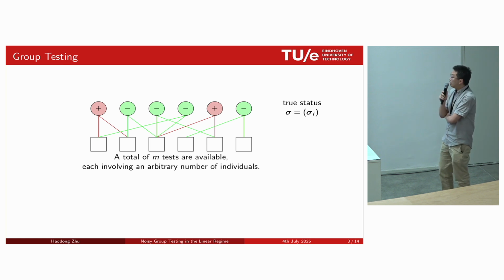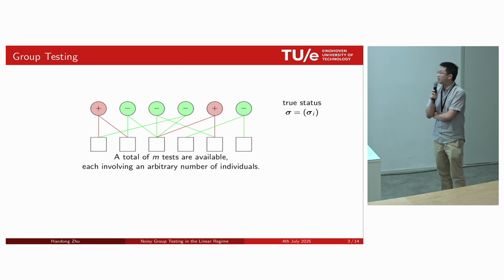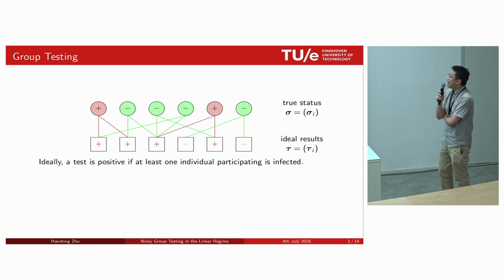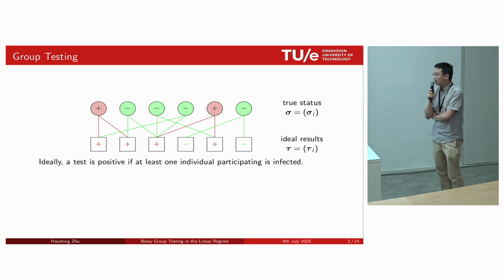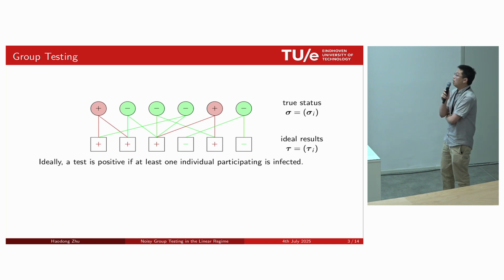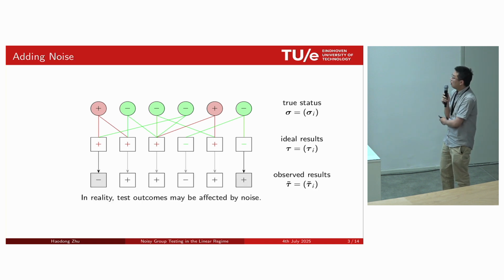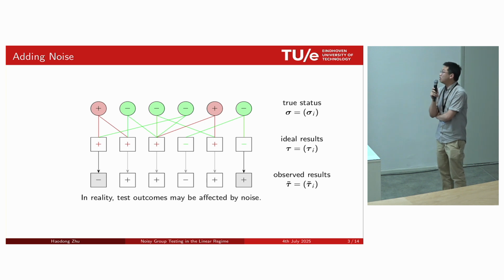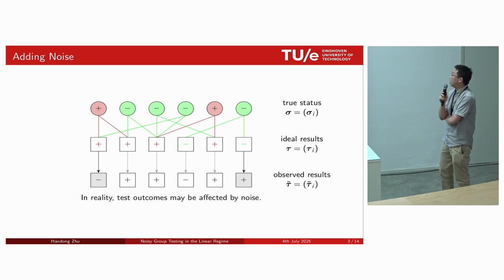Each test can contain an arbitrary number of individuals, and this containment relationship is represented by the lines connecting circles and the squares in this graph. Ideally, a test is positive if at least one individual participating is infected, and negative otherwise. However, in reality, test outcomes might be affected by noise. As a consequence, the observed result might be different from the ideal result.